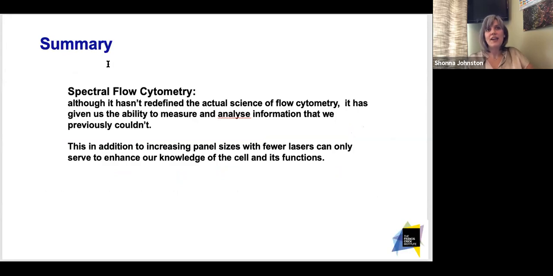But essentially, although spectral flow cytometry hasn't actually redefined the science of flow cytometry, what it has done is given us the ability to measure and analyse information that we didn't have previously. And in addition to increasing panel sizes with fewer lasers, I'd like to think that all it's going to do is increase our knowledge of the cell and its functions, and obviously that's what we want to try and do as well. Okay, thanks very much.